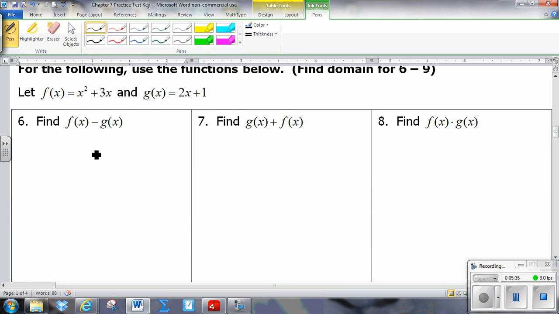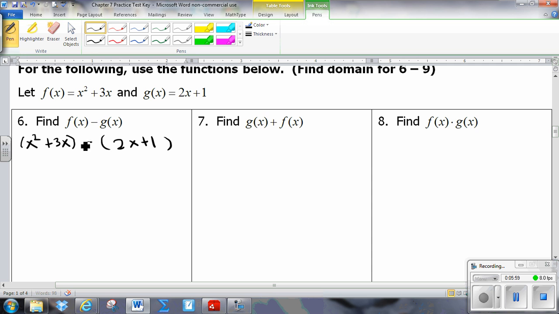Next ones. Okay, so this is the composition stuff, or sorry, the adding, subtracting, and multiplying of two functions. What I do want to see here on your test is two sets of parentheses minus another function. One function minus another function, so f of x is x squared plus 3x, and g of x is 2x plus 1.